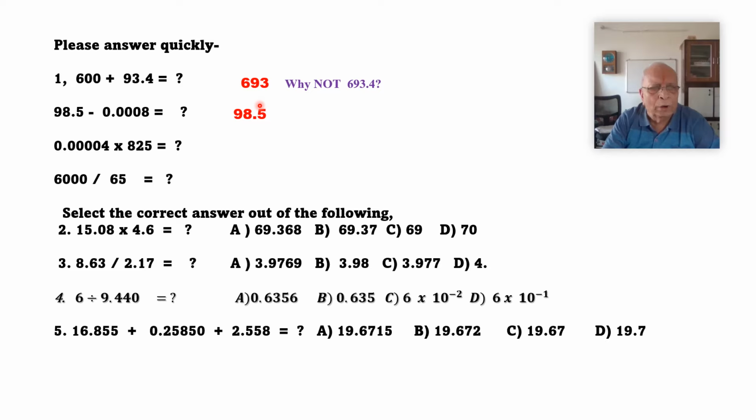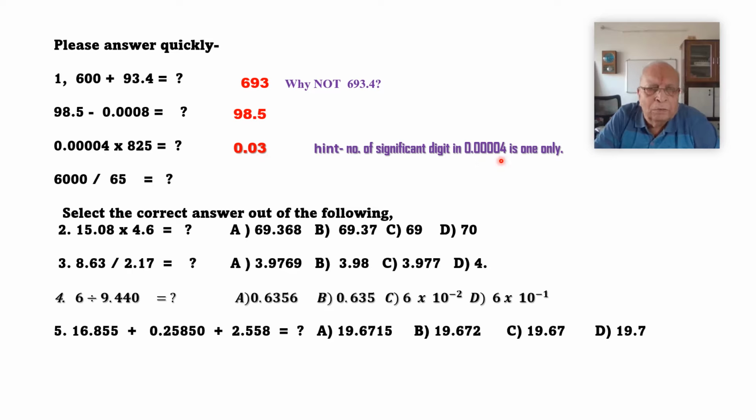It is 98.5. Next question, 0.03. Number of significant digits here is 4 only. One significant digit. So we have to maintain that significant digit. The 0 is not at all significant. This is just a placeholder of the digit 3. So one significant digit has to be maintained here.